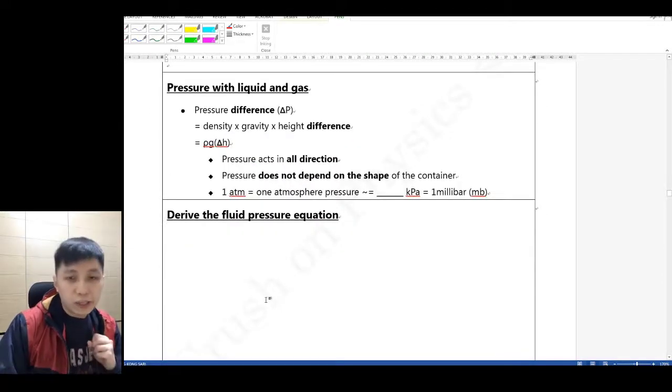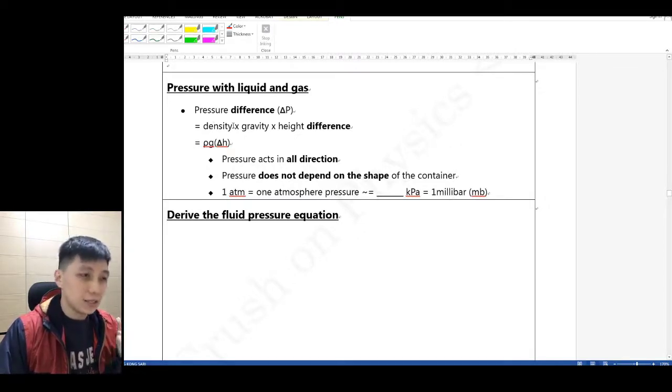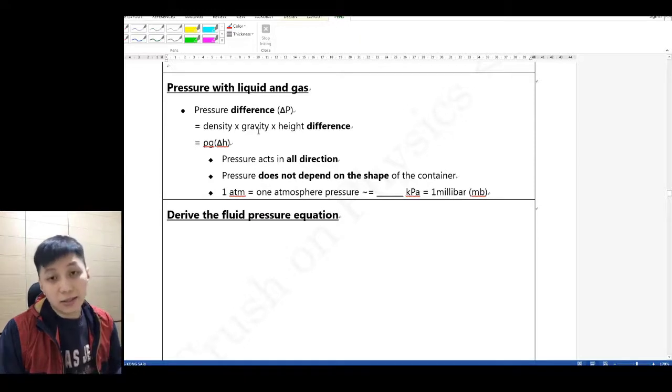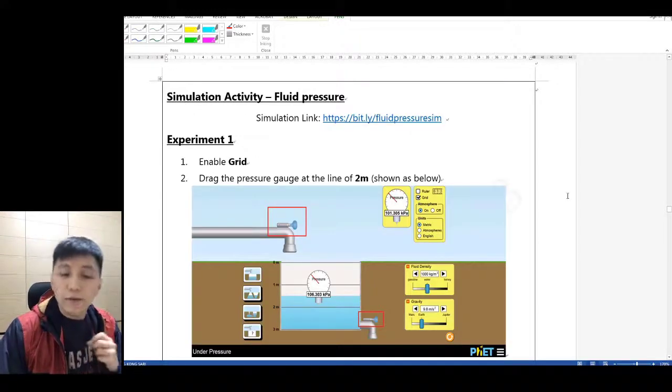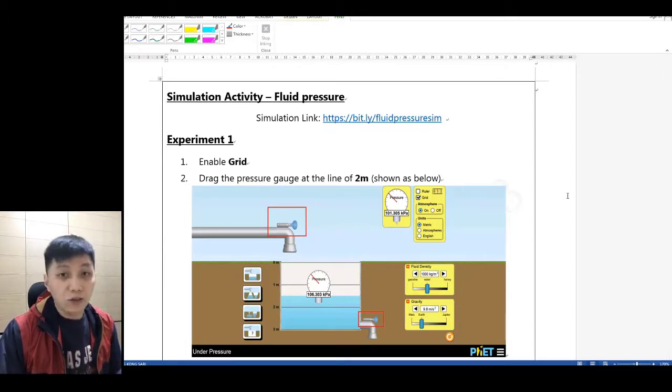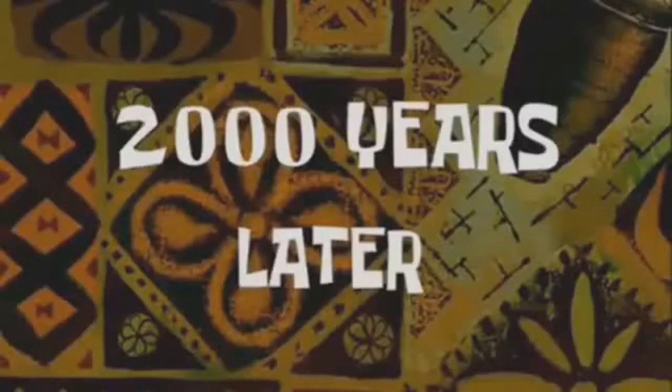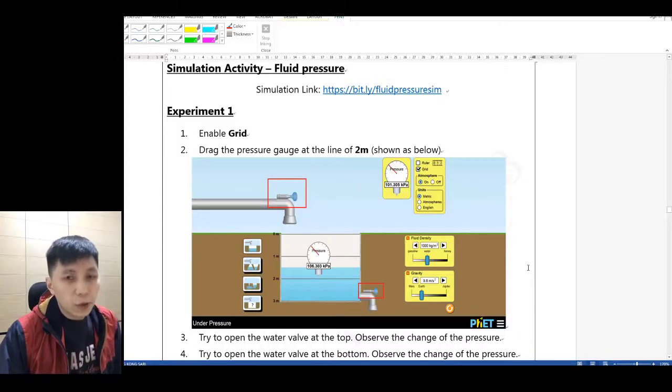The whole virtual experiment will be closely related to the equation of liquid and gas pressure, which is pressure difference equals rho g h, density times gravity times height difference. So if you haven't finished all the questions, you should pause the video now and finish it yourself first. 2,000 years later.